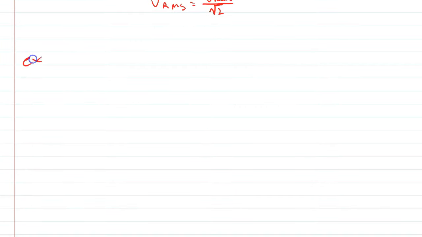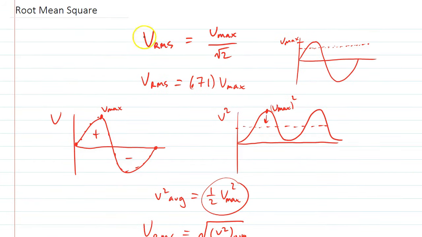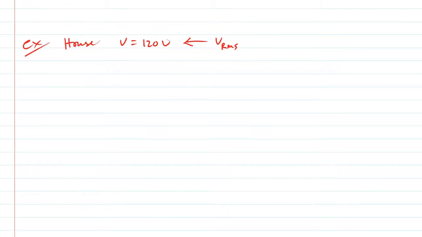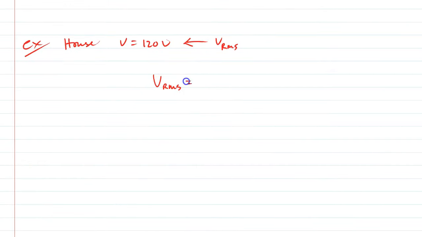Okay, so for example, in a house, you have a voltage marked at 120 volts. This actually is the root mean square of the voltage. So what is the actual maximum voltage that you would see in an AC circuit at home? Well, what we can do is go back to the top here and choose one of these two. I'm just going to use the bottom one for simplicity. Root mean square is equal to 0.71 times the V max.